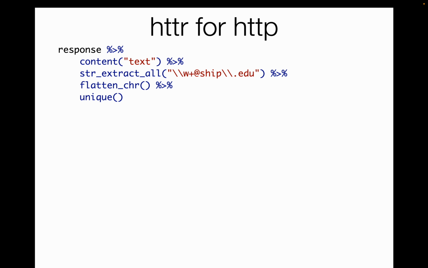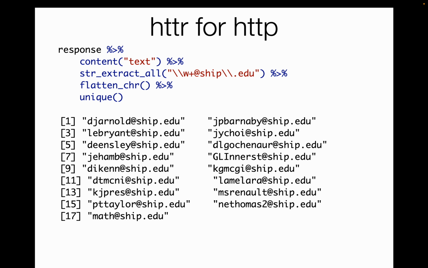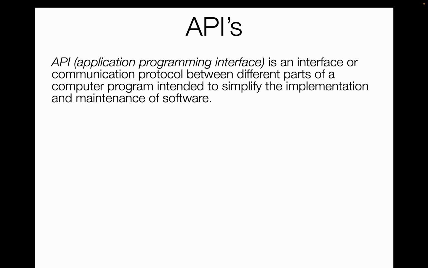Flatten character is a purrr function to flatten everything from a list into a vector, okay? And then pull out unique, and there we go. I have some emails.